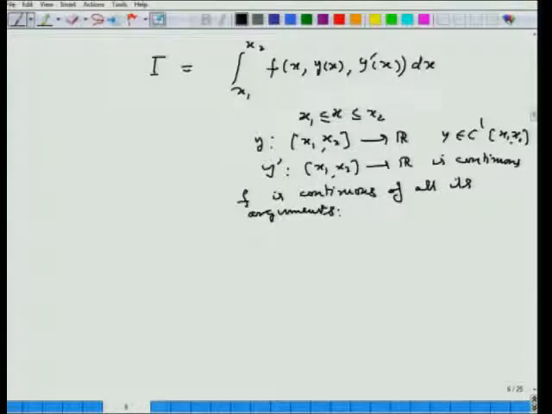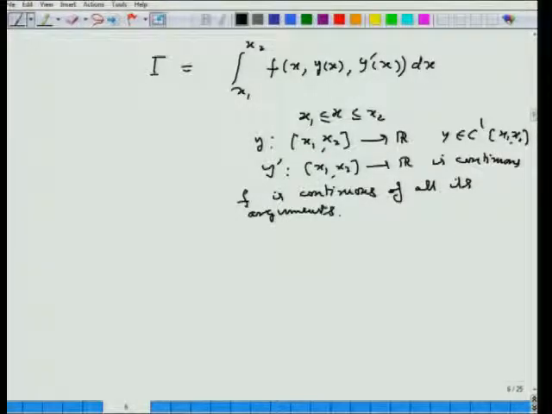So there are 3 arguments for this function: x, y and y prime, and here this f is a continuous function of these variables, and y in turn is a continuous function between x1 to x2, and y prime is also a continuous function. So overall this integrand becomes a continuous function from x1 to x2, and then by the Riemann theorem we know that this integral I exists as a Riemann integral.